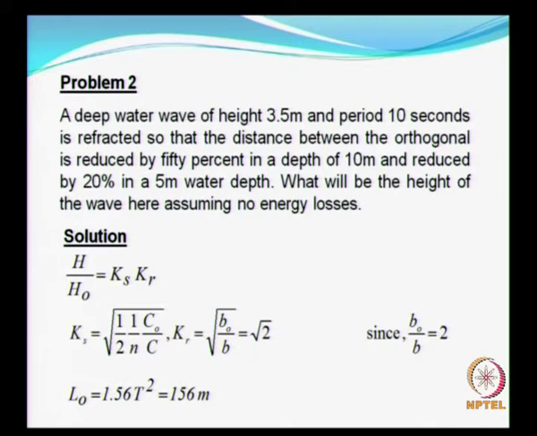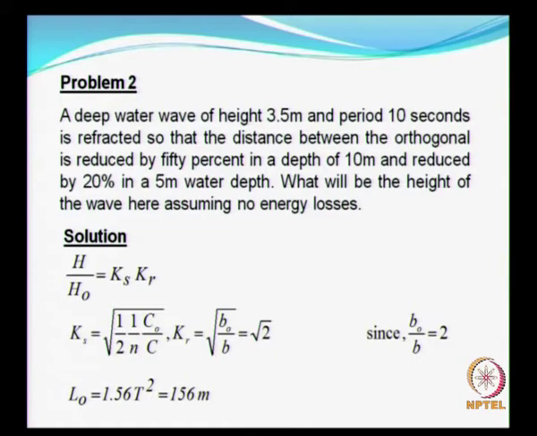Let us look at this problem. Herein the deep water wave height is 3.5 meters, the wave period is 10 seconds, and it is refracted so that the distance between the orthogonals is reduced by 50% in a water depth of 10 meters, and reduced by 20% in 5 meters water depth. So what does this mean?